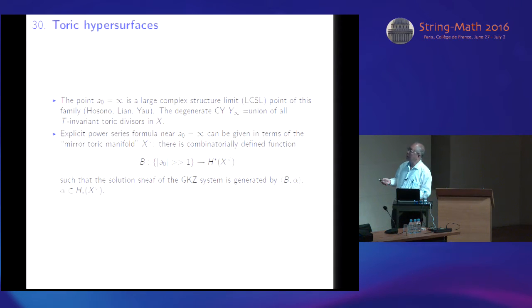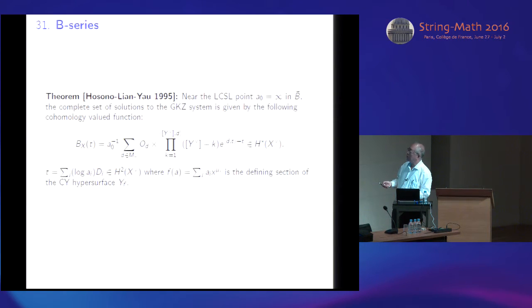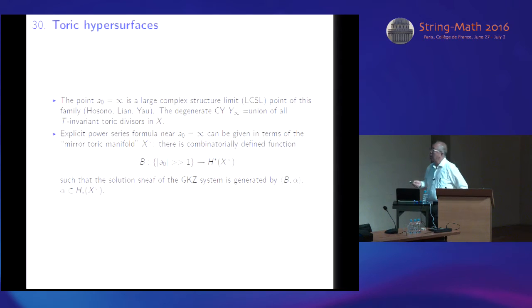Now, a_0 equal to infinity is a large complex structure, so let me tell you what a_0 is. We are going to define this section of the Calabi-Yau hypersurface Y_F by the family F_a equal to this. So a_0 is the a_0 here, which I will come back to. So a_0 equal to infinity is a large complex structure limit. This corresponds to psi that we mentioned earlier in the case of the quintic. And the degenerate Calabi-Yau manifold Y infinity is the union of all T-invariant toric divisors in X. So this is the first point.